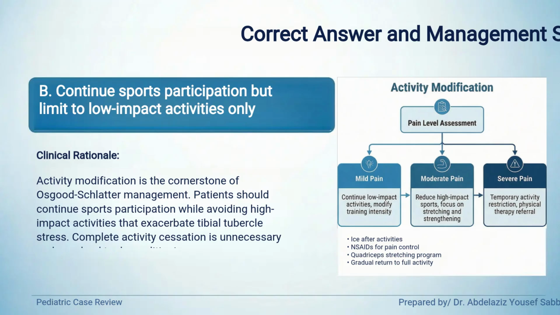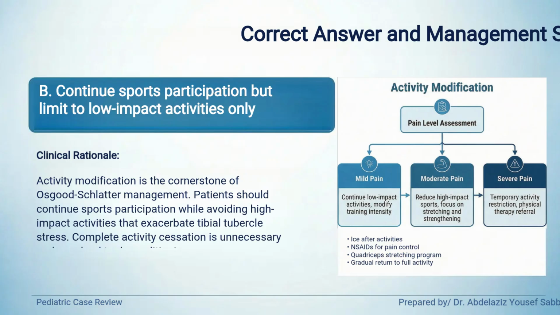Activity modification is the cornerstone of Osgood-Schlatter disease management. Patients should continue sports participation while avoiding high-impact activities that exacerbate tibial tubercle stress. Complete activity cessation is unnecessary and may lead to deconditioning and loss of fitness.